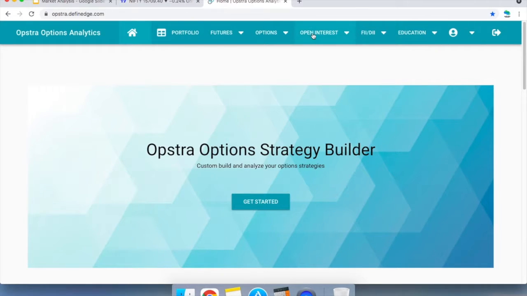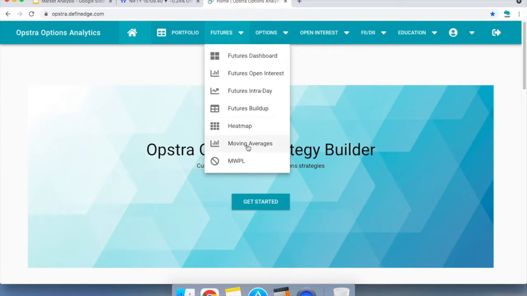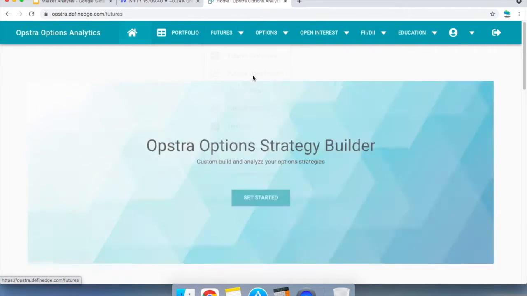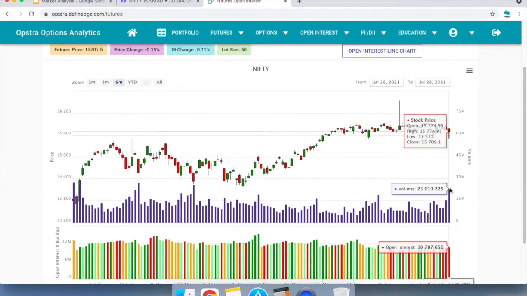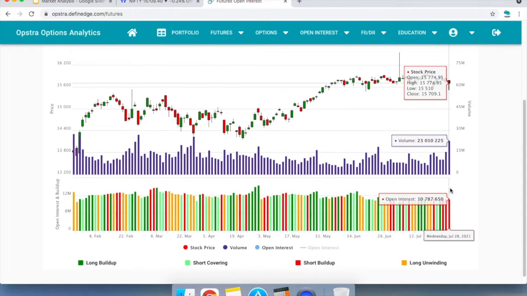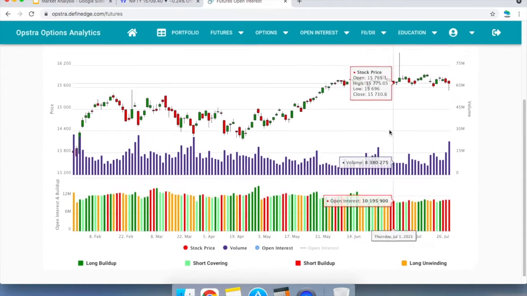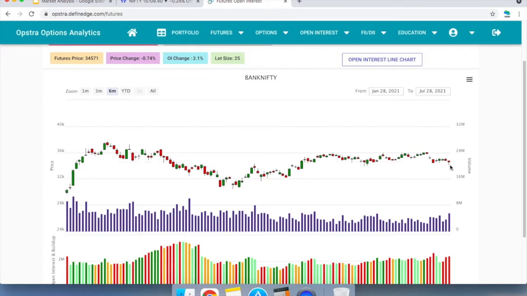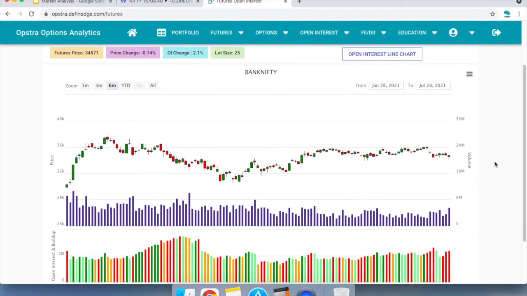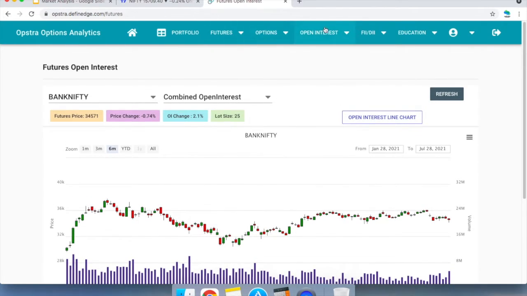Let's get into the open interest analysis for the futures and see what happened today. So today is the 28th. It is showing that this is a short build-up that happened in Nifty for sure, and the futures open interest data also shows that it is a short build-up on the Bank Nifty.